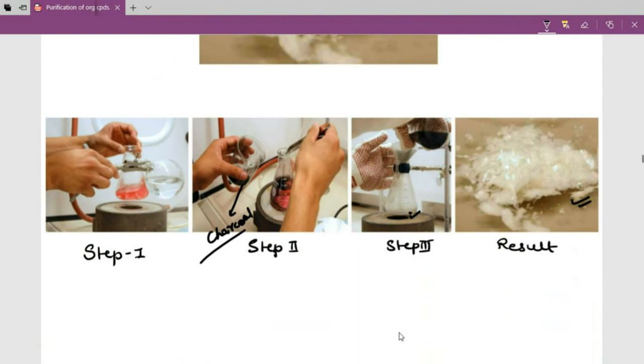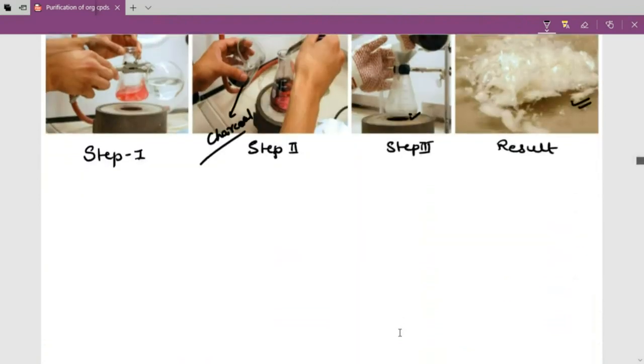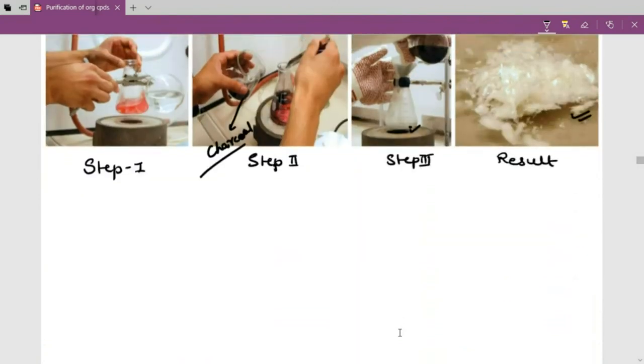Okay, you can separate so many things by crystallization, but I just wanted to give you a real feel of how things actually work in the lab. This is how it will work. You can use this method for other examples also, for other impurity-related things also.